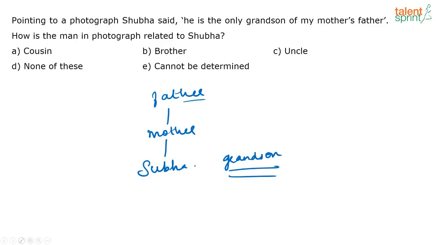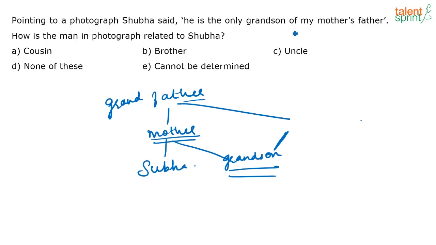Now what I don't know is about Shubha's grandfather. Now this grandfather has one daughter who is Shubha's mother. So this grandson can either be Shubha's mother's other child, in that case they will be brothers. Also this grandfather can have one more child, either a boy or a girl, and this grandson can be their child also. So you have more than one possibility here, correct?